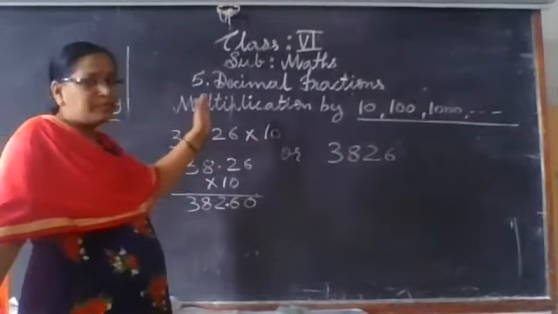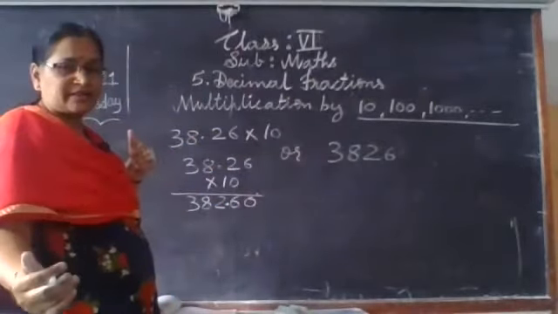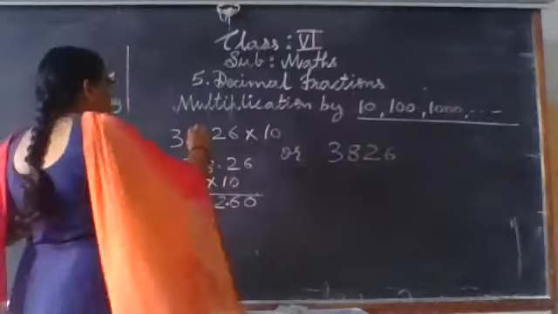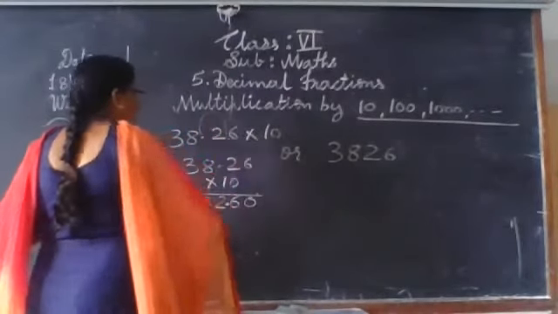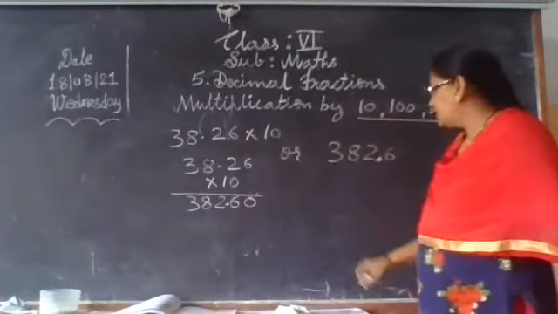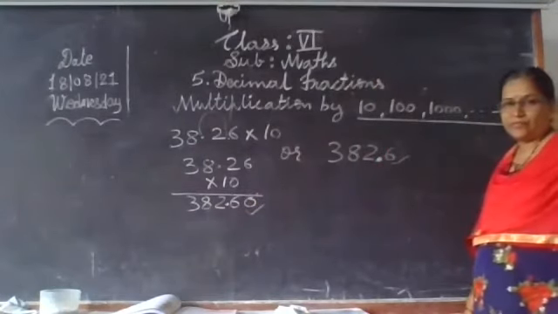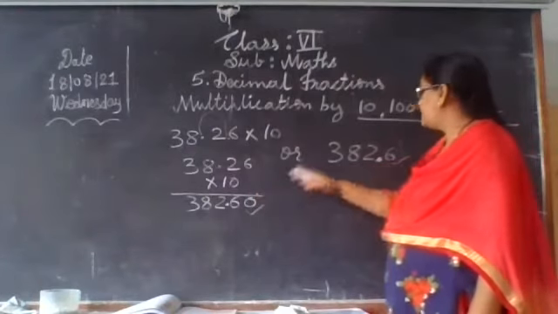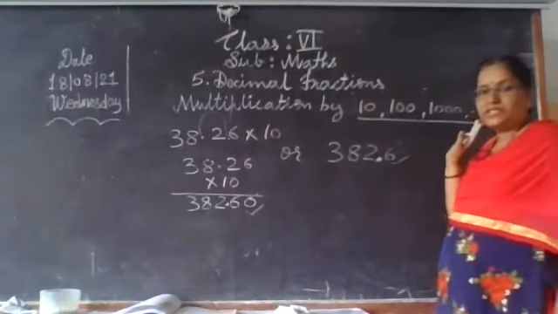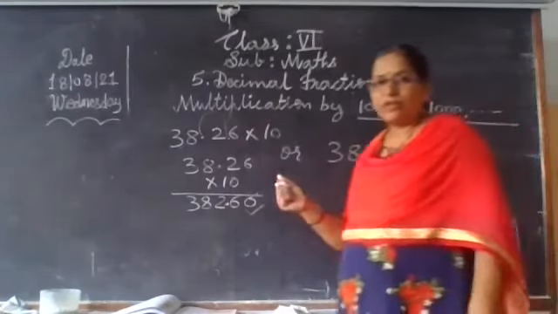Just shift the decimal point while multiplying. You have to shift the decimal point towards the right side. How many places? 1. Why? Because 10 has 1 zero. So you just shift the decimal point here, after the 2. See, the answer is 382.6. So yesterday I explained to you, if you put many zeros towards the right side, the meaning does not change, or the value doesn't change. Got it, beta?